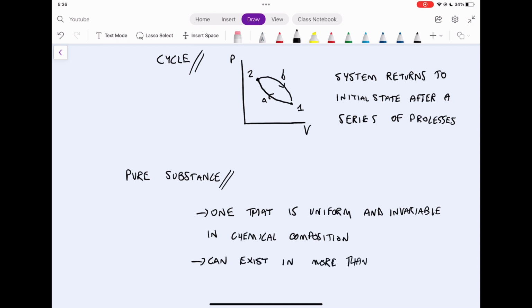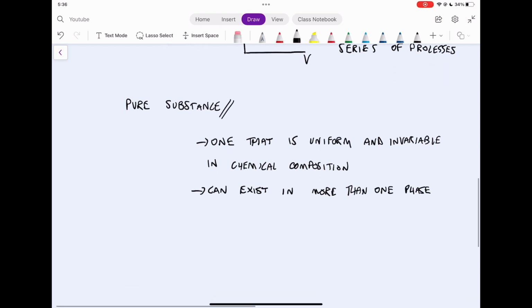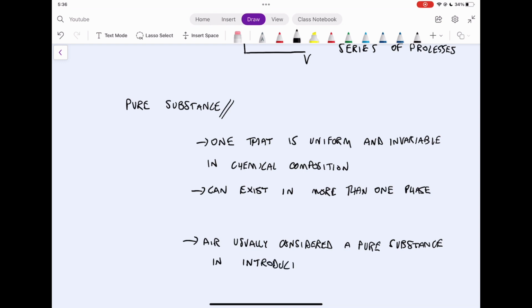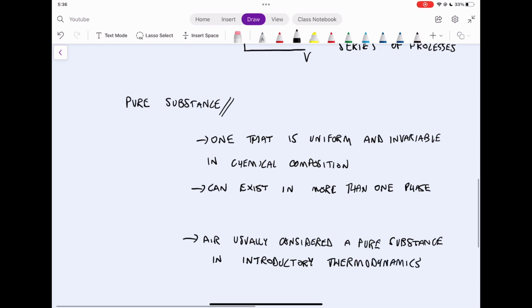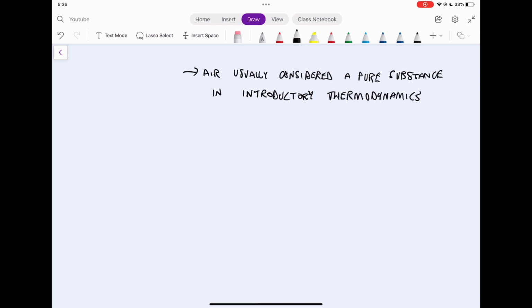When we have a mix of two things together, sometimes we can't call this a pure substance, but for example, water can be thought of as a pure substance because it's perfectly mixed essentially. It can exist in more than one phase, meaning that water could exist as a liquid and a vapor at the same time, and that can still be considered a pure substance. In most cases, when we study introductory thermodynamics, we also assume that air is considered a pure substance, although it's a mix of nitrogen, oxygen, and other gases.